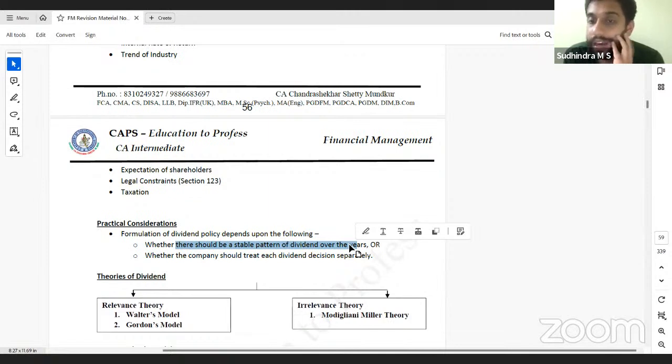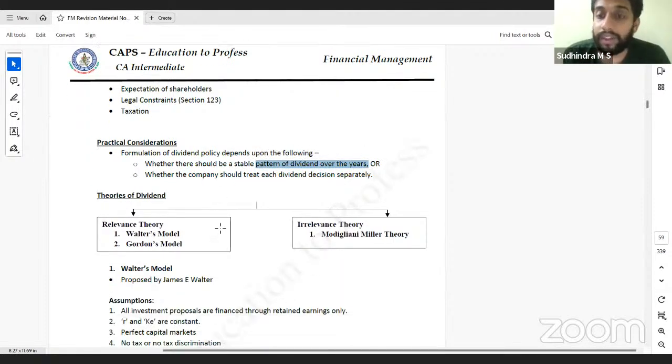That depends on the company. Right? What the company wants, what the shareholders want, whether they want based on the profitability of that year or whether they want a stable pattern of dividend over the years. If they want stable pattern over the years, then that is the scenario where dividend equalization reserve will be created. Yes, with regard to theories of dividend, one is relevance theory, irrelevance theory. In relevance theory, Walter's model, Gordon's model, they say dividend will have an impact on the market price. But Modigliani Miller says no, dividend will not have an impact on the market price.